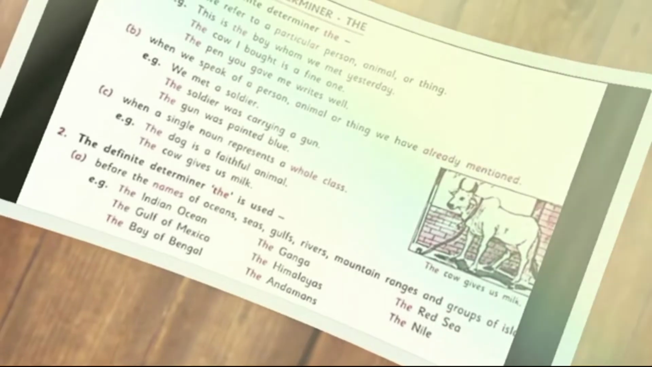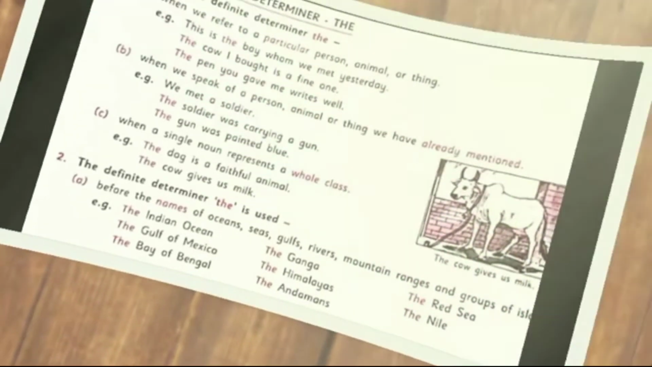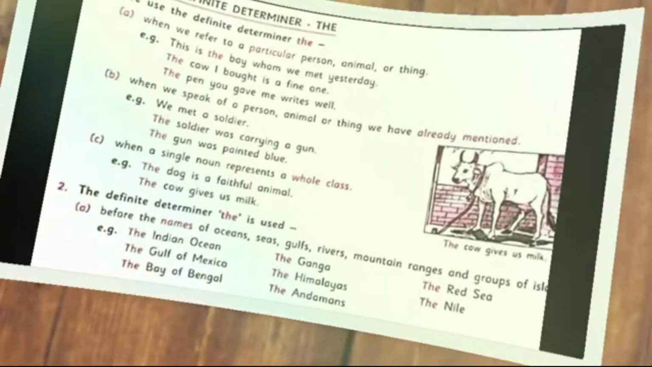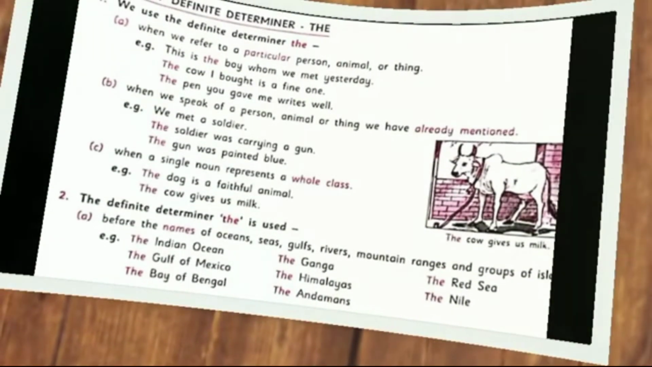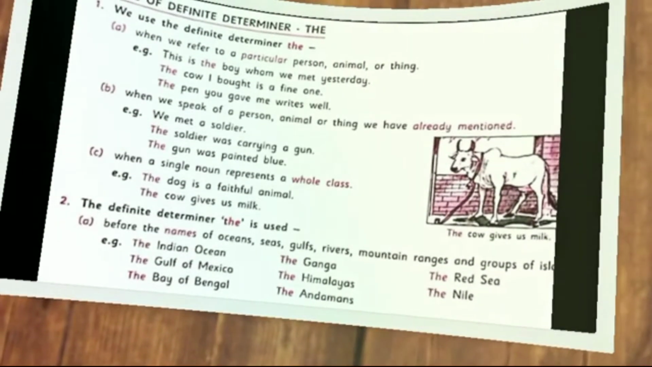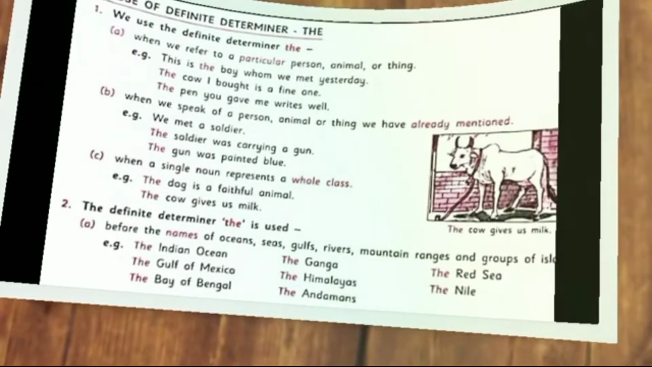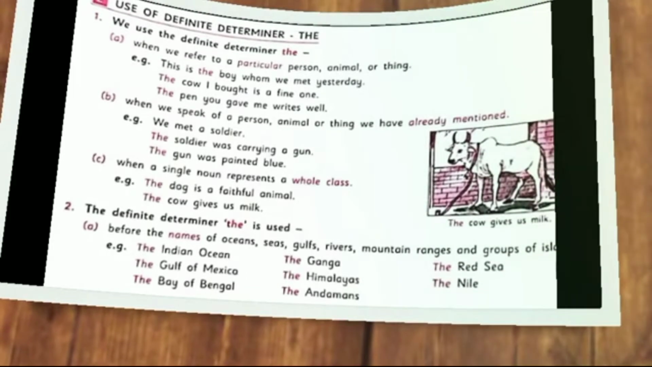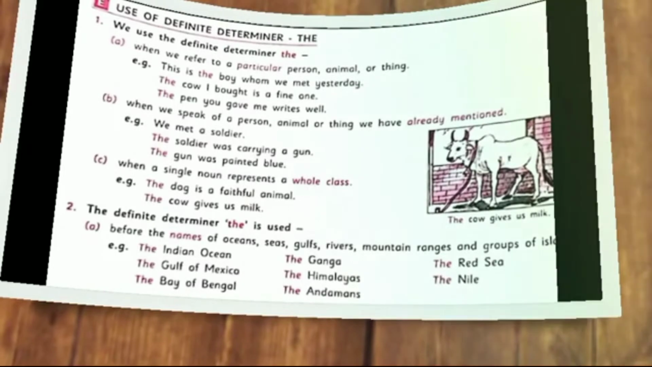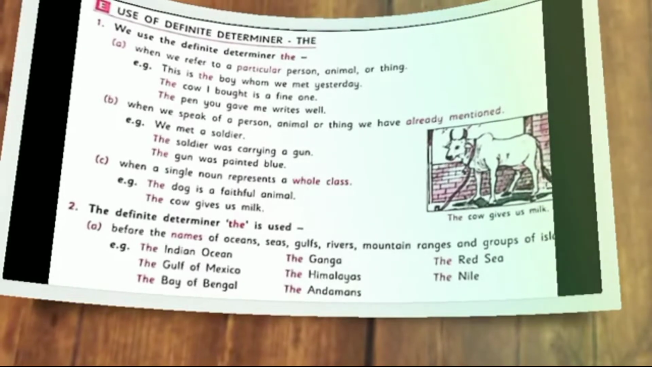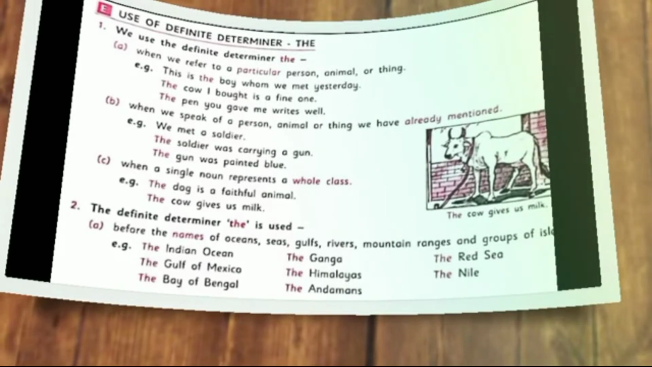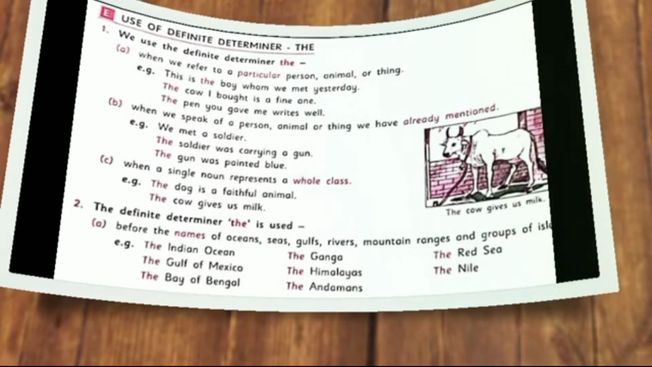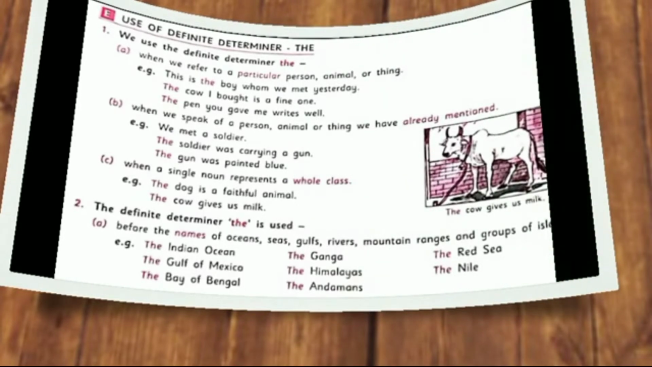Now we proceed to different uses of the definite determiner, the. We use the when a single noun represents a whole class. For example, the dog is a faithful animal. It means all dogs. The is also used before the names of oceans, seas, gulfs, rivers, mountain ranges and groups of islands. For example, the Indian Ocean, the Ganga, the Gulf of Mexico, the Himalayas.